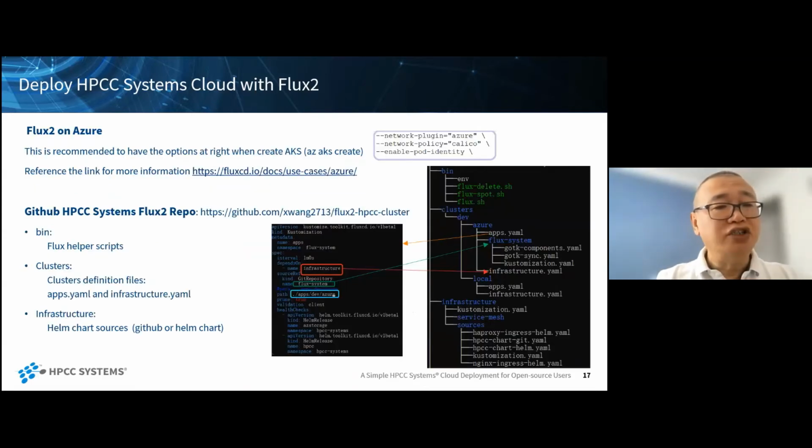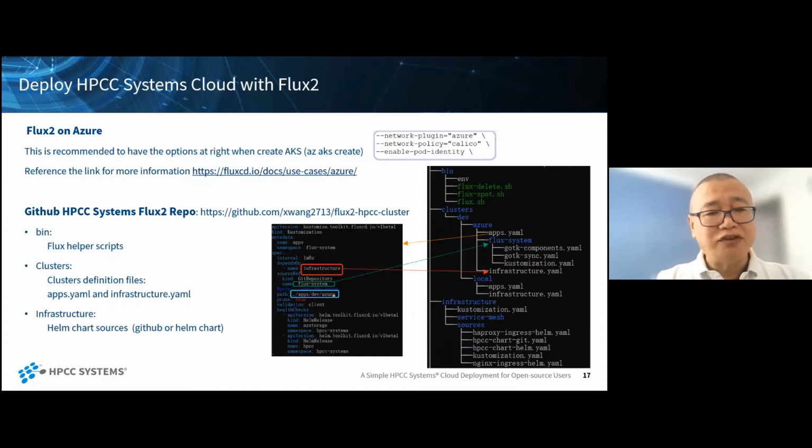For the Flux tool on Azure, there is a recommendation from the Flux documentation. Basically, there are some network settings. At least on the right and the left side, there are 3 settings usually recommended by the Flux documentation, and you can read more at the link.